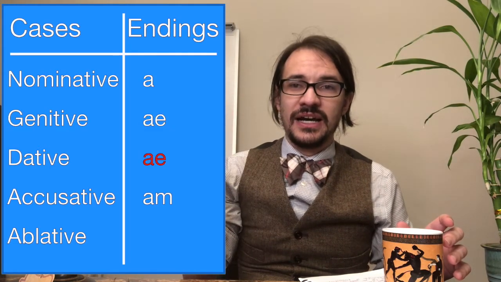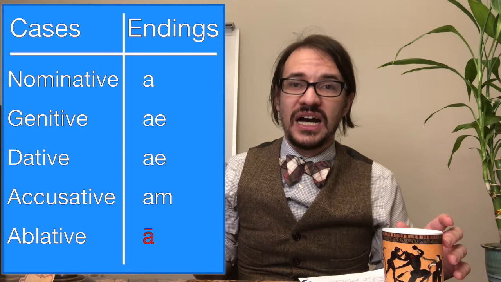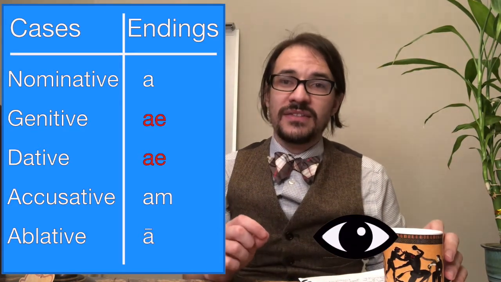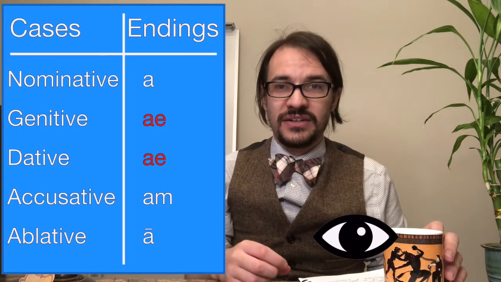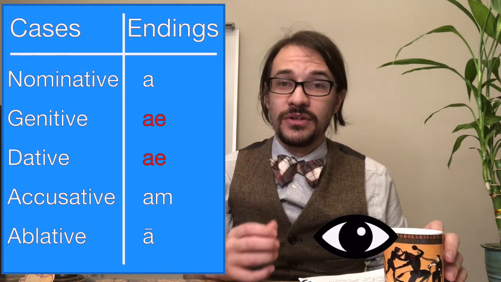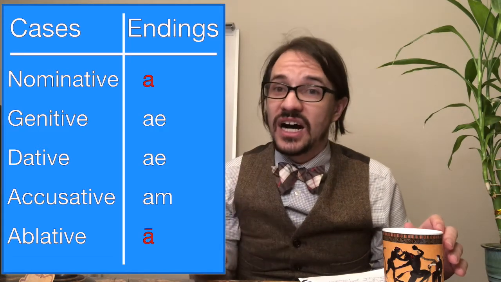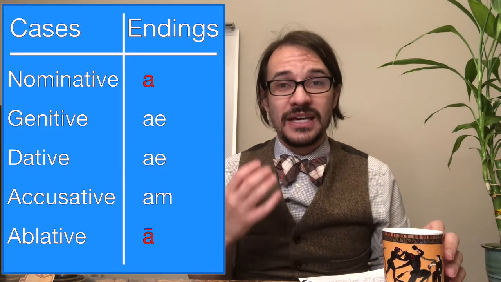A, AE, AE, AM, A. Notice that A-E makes the I sound when next to each other. Notice also that to accentuate the difference between the nominative and the ablative, I draw the ablative out.